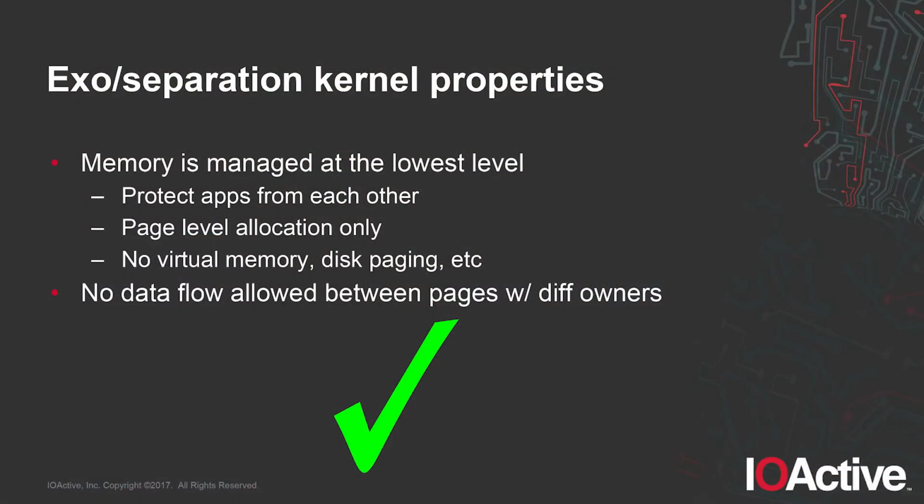And so this provides the properties we would expect from an exokernel or a separation kernel as well. The memory is managed at a very low level. We don't have any complicated heaps or arbitrarily sized blocks. Any of that is done in your application. The OS only takes these pages, protects applications from messing with each other's state, and doesn't even do anything like virtual memory or paging. If you want anything fancy like that, you have to do it yourself.